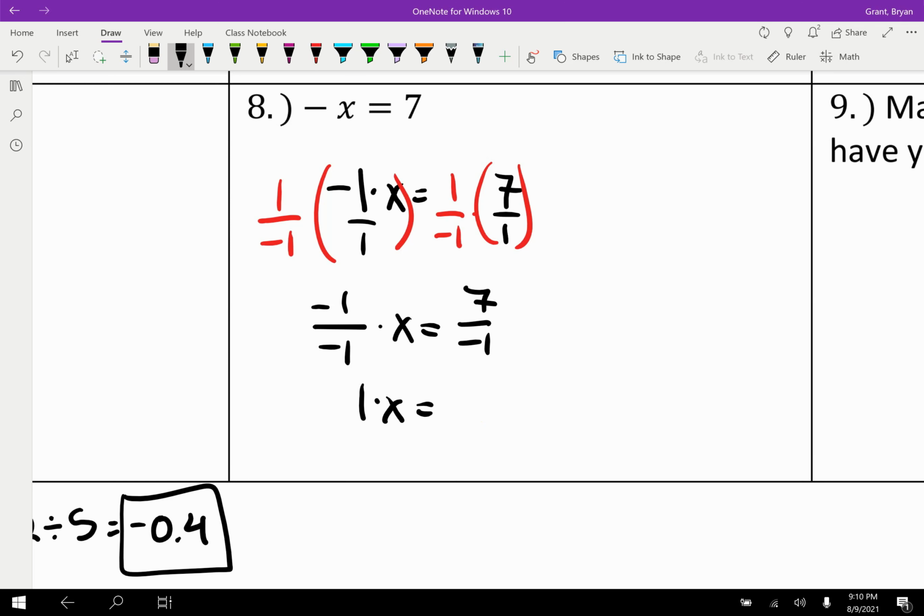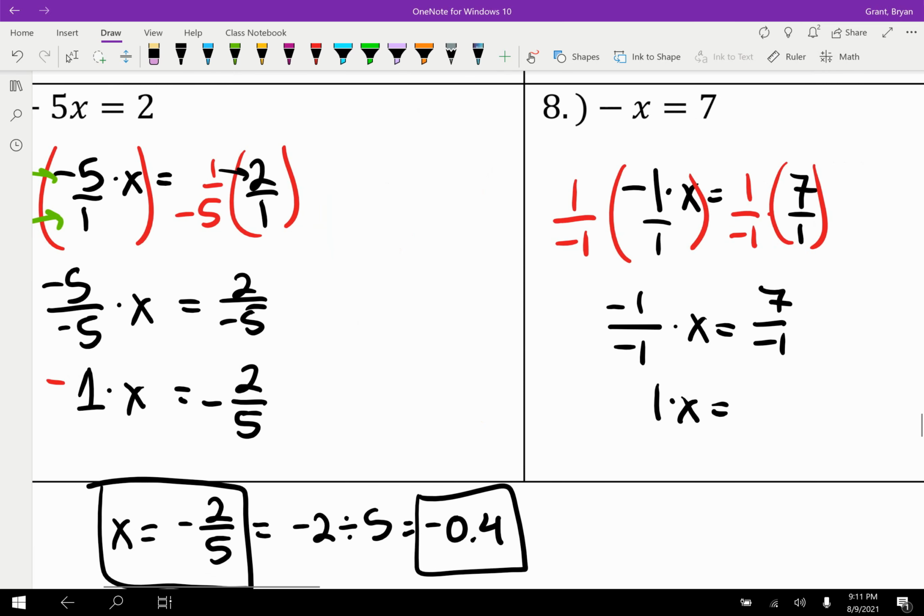7 divided by negative 1, well, you could keep this as a fraction, but I think unlike this previous problem, 7 divides very nicely by negative 1. 7 divided by negative 1 is negative 7. And then we finish this off. We know we don't need to write the 1. It's technically known as the identity property. And we're done.